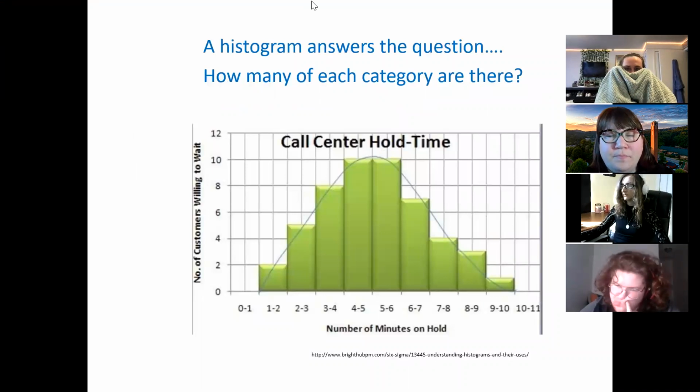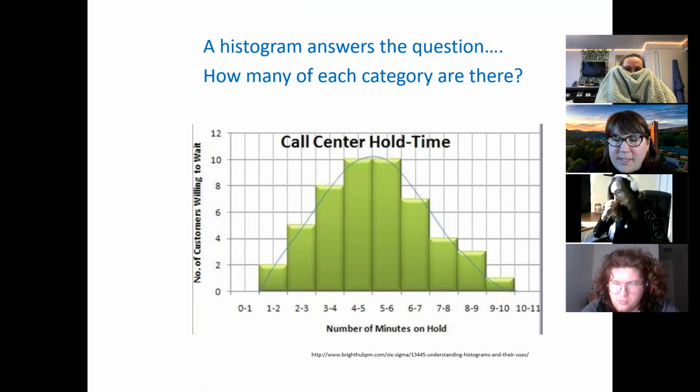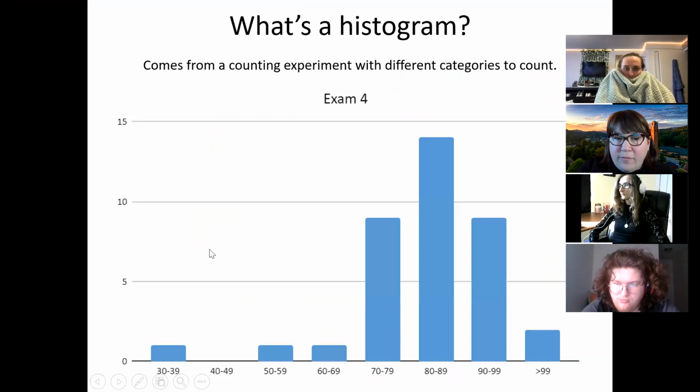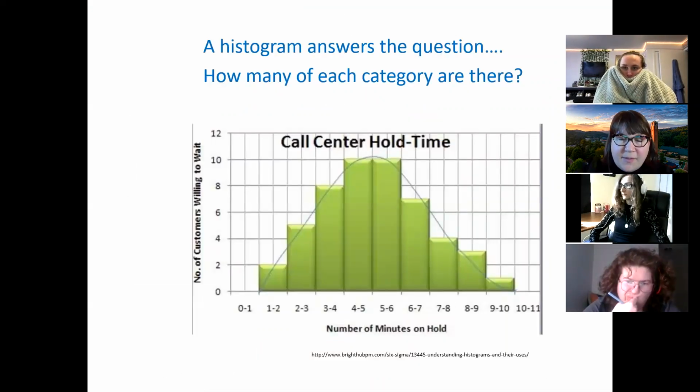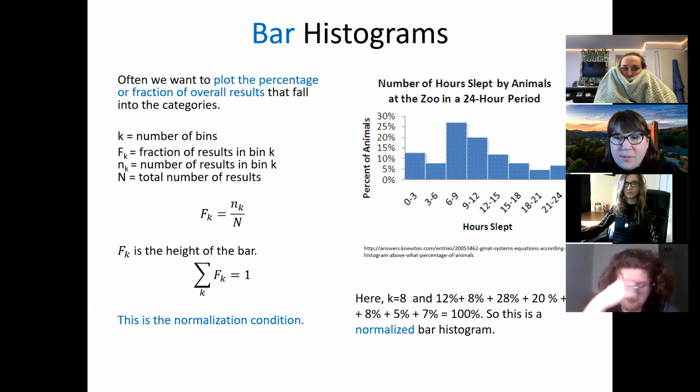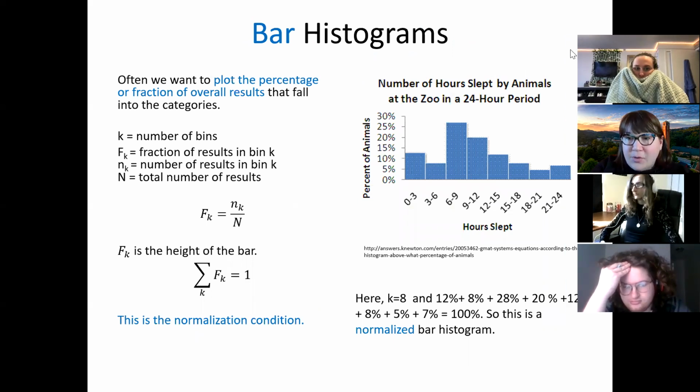So yeah, first of all, a histogram answers the question, how many of each category are there? And so it makes sense to have a histogram in the first place if you're doing a counting experiment and counting different categories of things. So a histogram would make sense, like we used for exams and like this person used for customer service information. So let's review the difference between a bar histogram and a bin histogram.